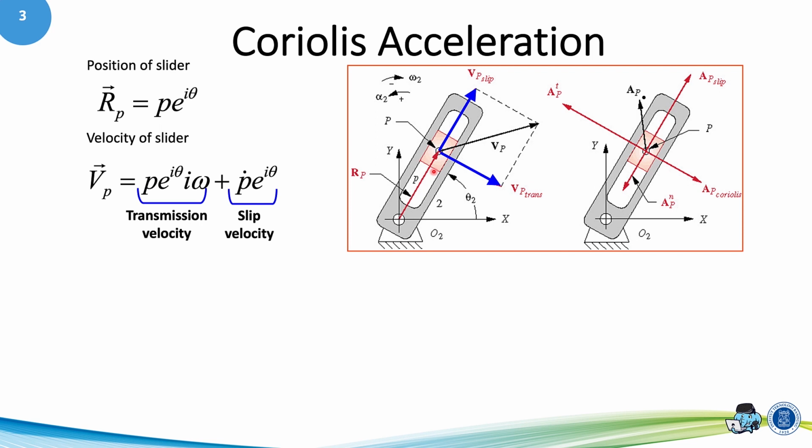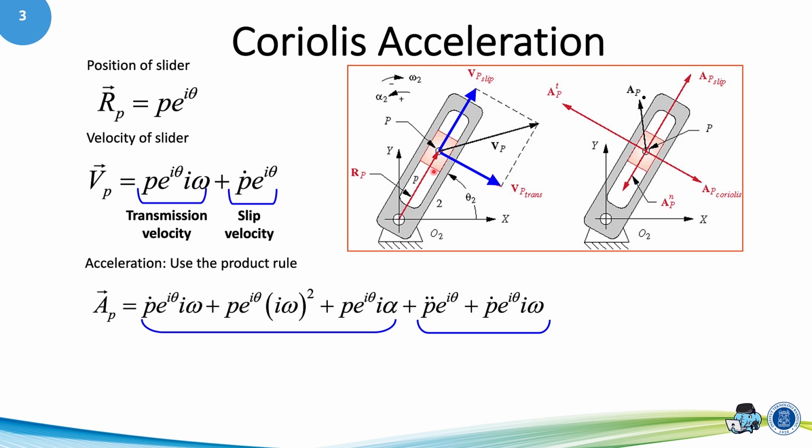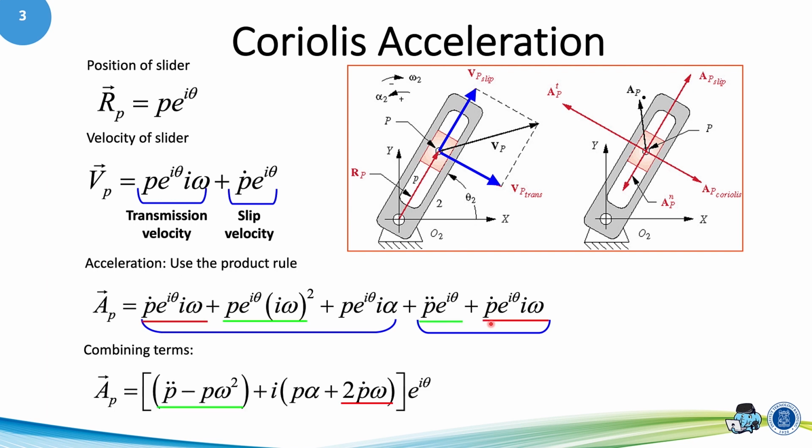Then we differentiate it again with respect to time to get the equation of acceleration, just like here. We get p dot e^(i theta) i omega plus p e^(i theta) i omega squared plus p e^(i theta) i alpha plus p double dot e^(i theta) plus p dot e^(i theta) i omega. And then we rearrange this equation until we get this equation.